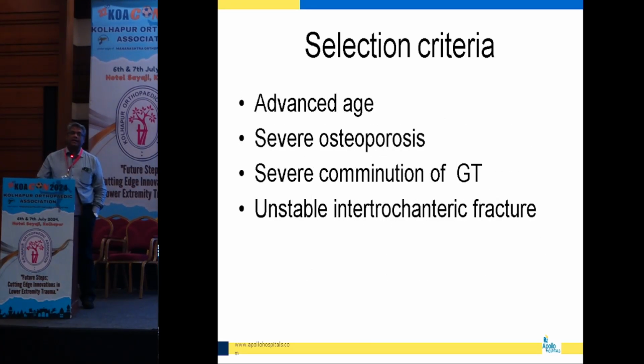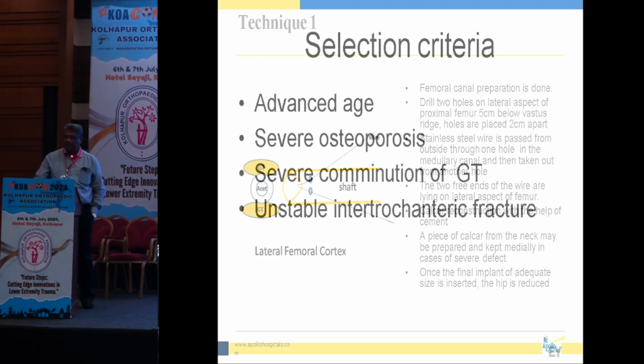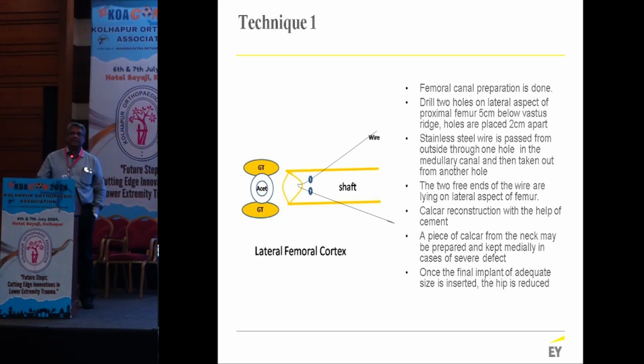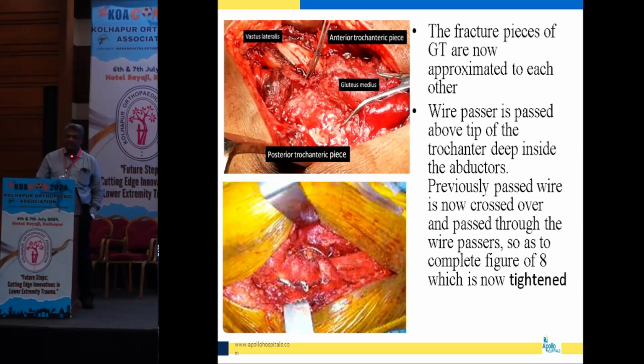And selection criteria: all elderly patients, advanced age, severe osteoporosis, combination of GT and unstable intertrochanteric fractures. There are various techniques described for fixation of the GT. This is one of the procedures where we have an SS wire passed in the shaft of the femur, get the GT together, and then we pass the wire around it. The GT can be fixed in various ways. In this case, it is just tied with a figure of 8 SS wire.